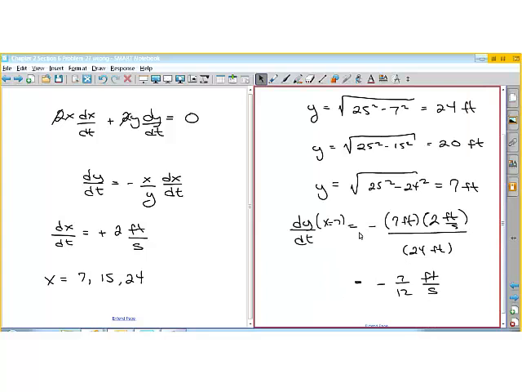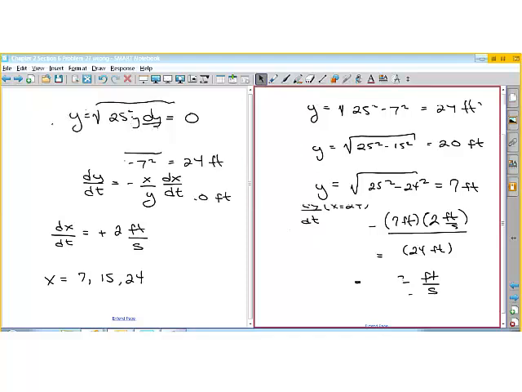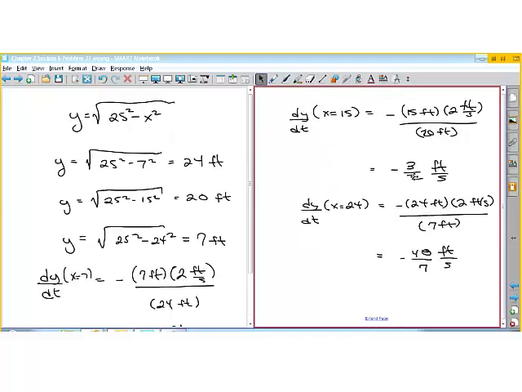So when x equals 7, y equals 24, and dx/dt stays unchanged, 2 feet per second, for the different conditions. You can see we get 14/24, which you can divide both by 2 and get 7/12, so minus 7/12. When you plug in x equals 15, you get negative 3/2. And when you plug x equals 24 in, y is 7, still 2 feet per second, and you get negative 48/7 feet per second. So those are the three parts for part A.